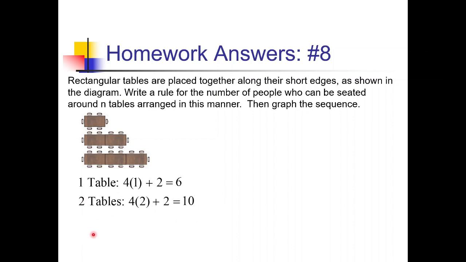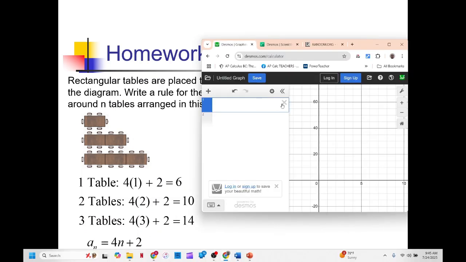And then for 3 tables, well, now we have 4 times 3, plus the 2 at the head of the table. So that's 14. And then we can keep going in this manner. I think we can generalize at this point that we're going to have 4 times n plus 2. And that'll be our rule for the number of seats at the nth number of tables. So let's go ahead and graph this on Desmos now.